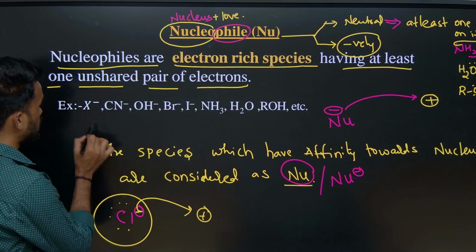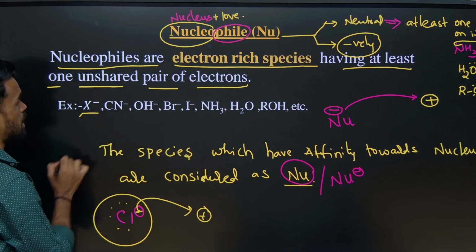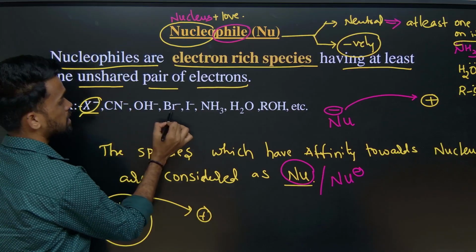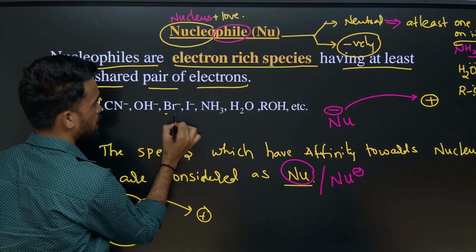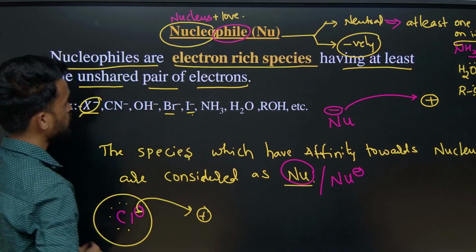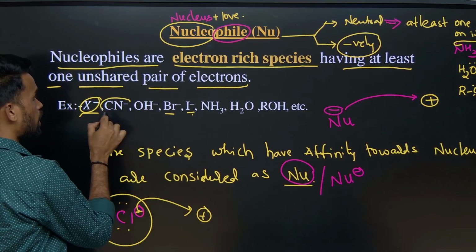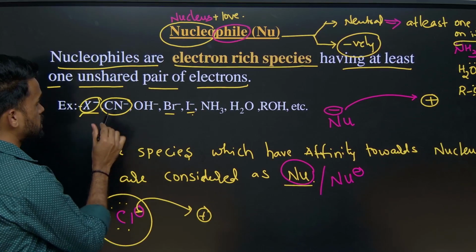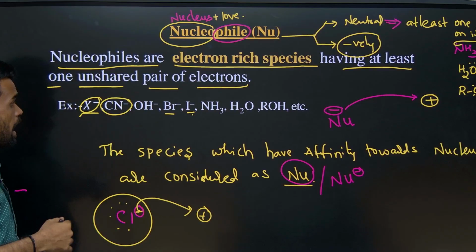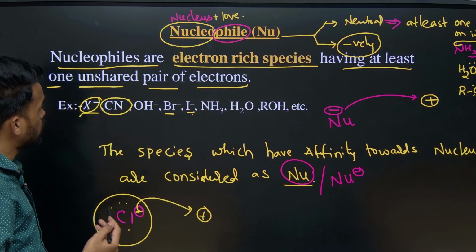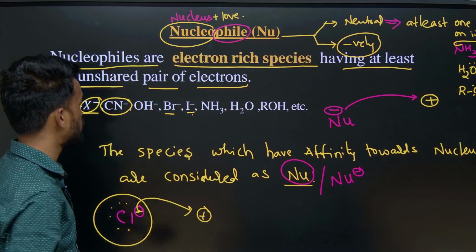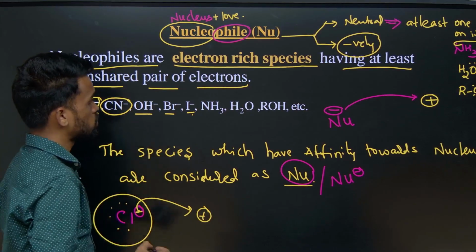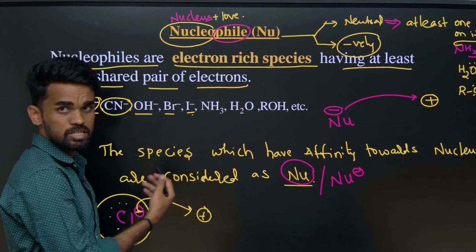Like that, I just generalized all halogens as X minus, which means it can be F minus, Cl minus, Br minus, I minus, anything. Now another thing, the cyanide ion, CN minus. This is also an anion, so it can also be a negatively charged nucleophile. And OH minus, we discussed these things.